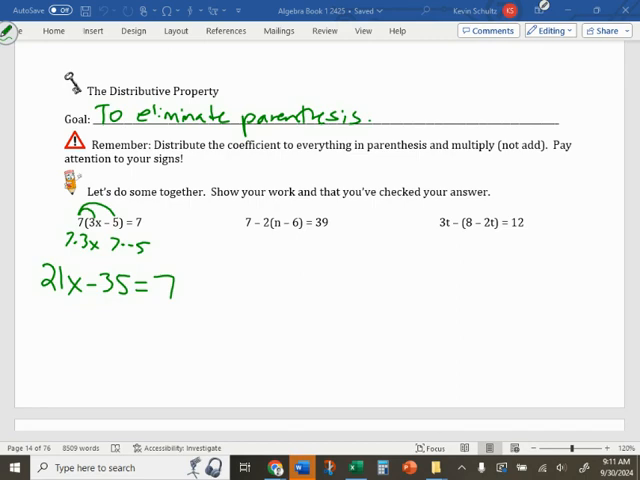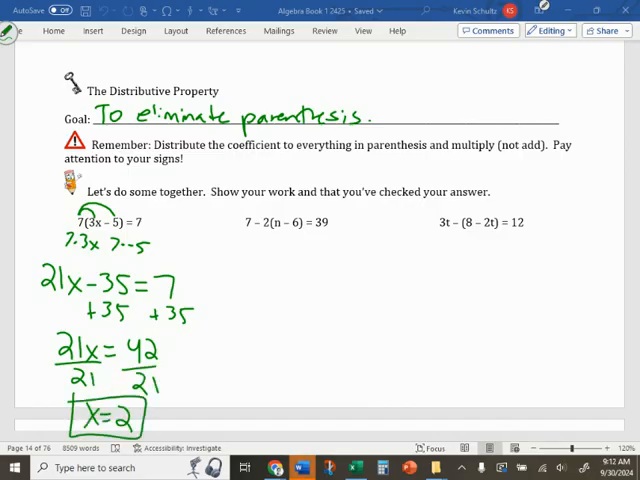You'd add 35 to both sides. Plus 35, plus 35. That gives us 21x equals 42. Divide both sides by 21. And x equals 2. Okay. You learned about this one in PO61 last year.